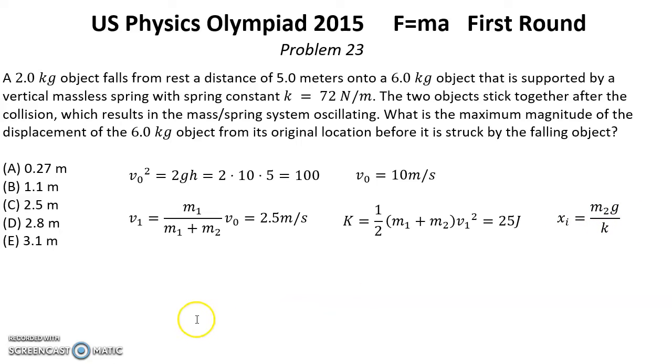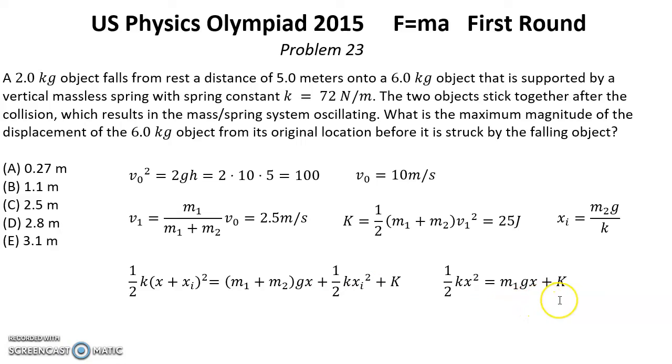And now we can write the energy conservation. We have a final potential energy for the spring equal to 1/2 k (x plus x_i) squared. That's equal to the gravitational potential energy of these two masses, plus the initial potential energy of the spring, plus the kinetic energy. After all, it will give us this quadratic equation.